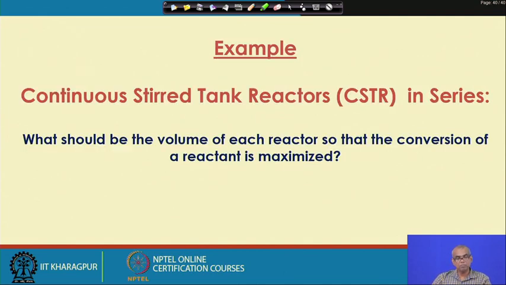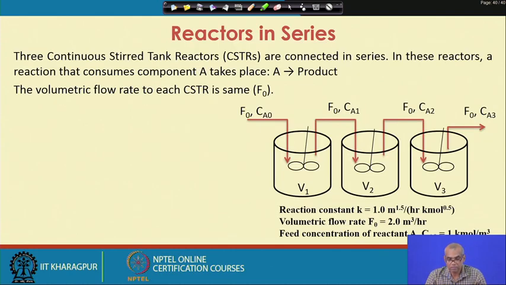Now, we will take an example from continuous stirred tank reactors in series. We are asking what should be the volume of each reactor so that the conversion of a reactant is maximized. So, you have 3 CSTRs in series. In these reactors, a reaction that consumes component A takes place. So, a reaction A to products takes place in each of these CSTRs. The volumetric flow rate to each CSTR is the same, F0, but note that the concentrations are all different.